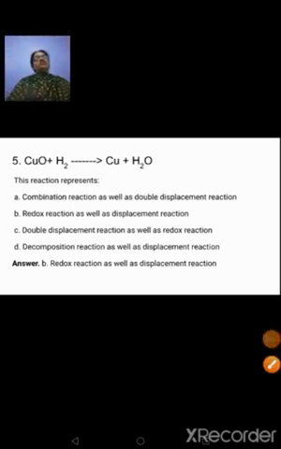Question. CuO plus H2 gives Cu plus H2O. Which among the following represents the reaction shown in this equation? Combination reaction as well as double displacement reaction. Combination double displacement, it's not happening at all. Redox reaction as well as displacement reaction.